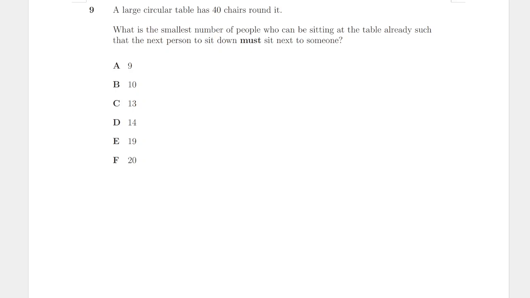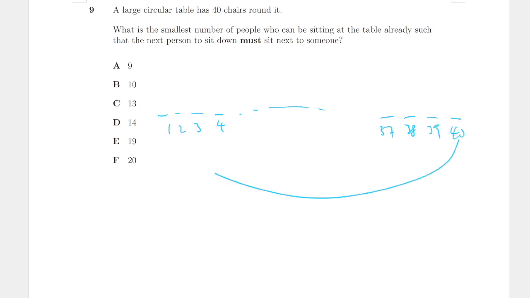Okay, so let's draw a seat map. Now, I'm not going to draw a circular table. Just imagine the 40th chair is connected to the first chair, because it's easier for me to draw this. So this is 1, 2, 3, 4, and so on, until 37, 38, 39, 40. And 40 is connected to 1, implied. Cool.